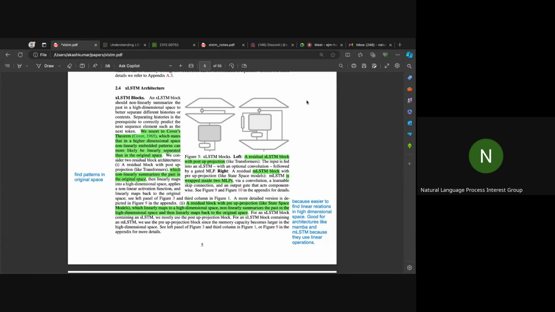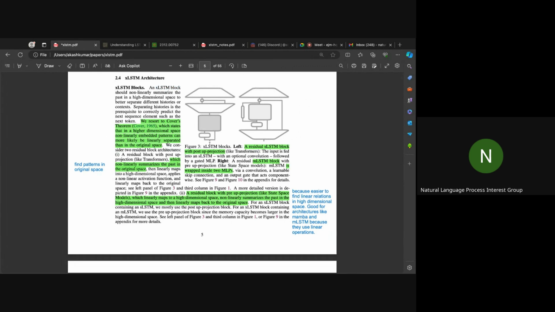It is part of a block. So let's see how an xLSTM block looks. On the left is the residual sLSTM block with post-up projection. We will discuss what that is. And on the right, we have the mLSTM block with the pre-up projection, which is wrapped inside two MLPs.